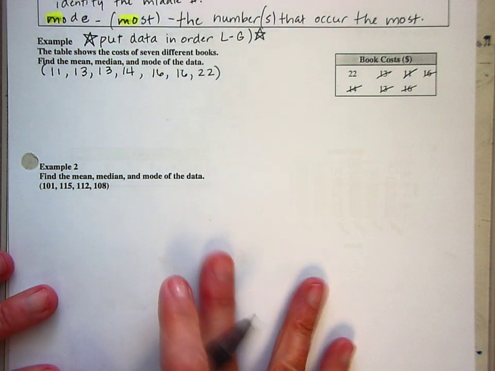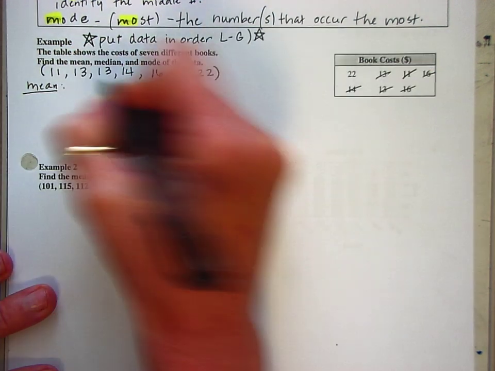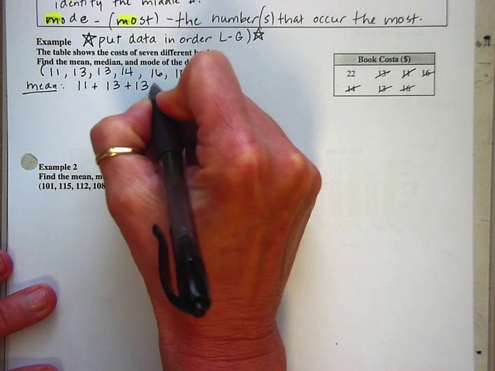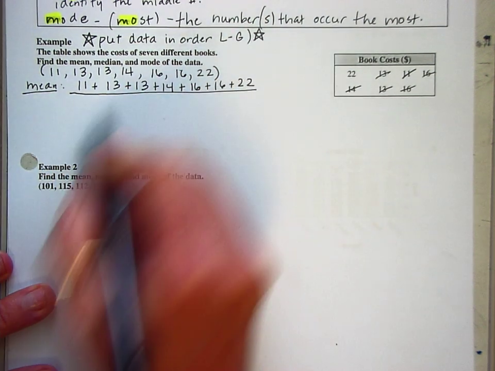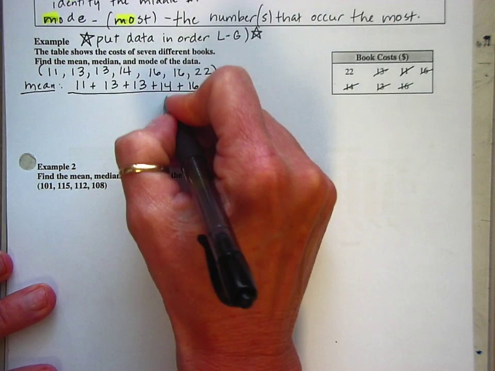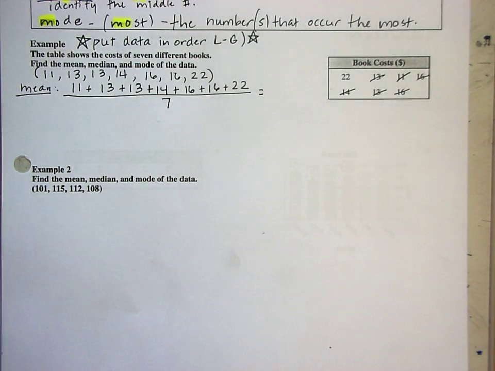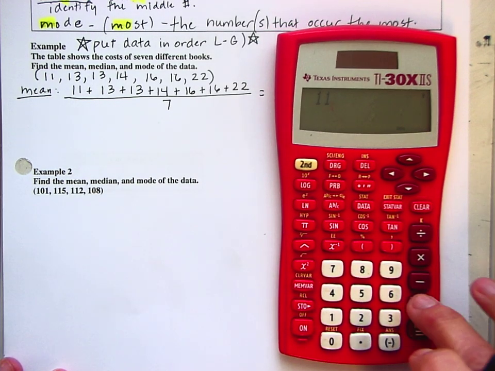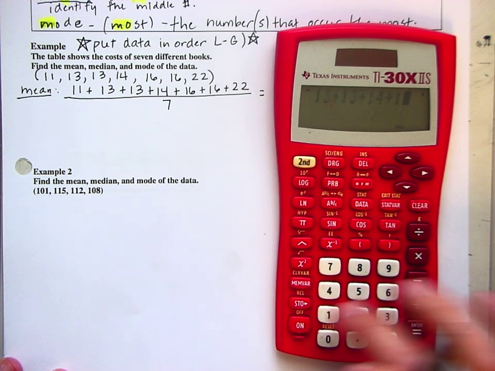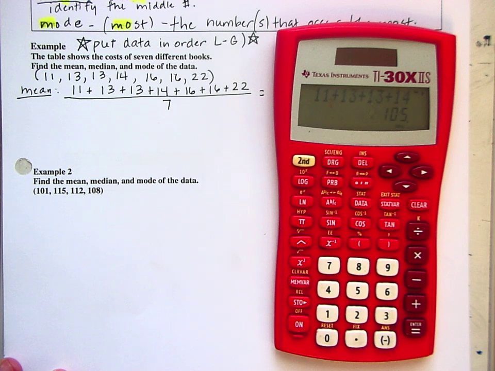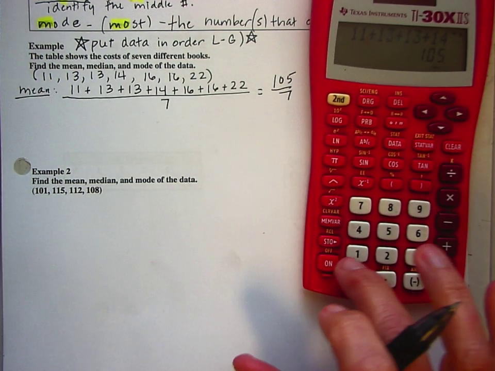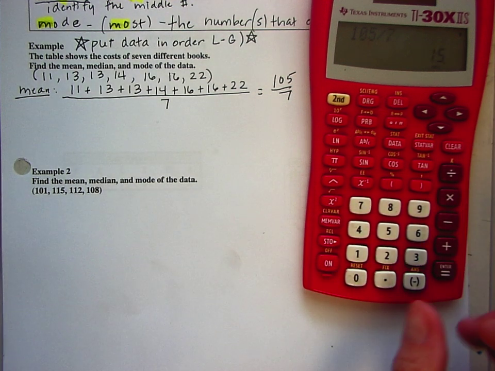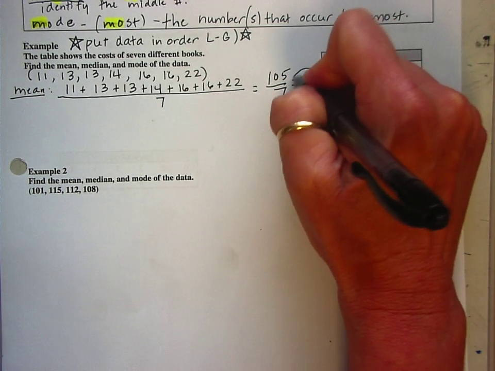And it's really important that you do that. Now, to figure mean as a review, you add your data, and then you divide by the number of numbers. So you have 1, 2, 3, 4, 5, 6, 7. So let's get the sum of our data. To be honest with you, I'm going to throw this in a calculator really quick. So we have 11 plus 13 plus 13 plus 14 plus 16 plus 16 plus 22 equals, so we have 105 divided by 7. Again, I'm just going to throw it in a calculator for time's sake. 105 divided by 7 equals. So the mean of this data set is 15.